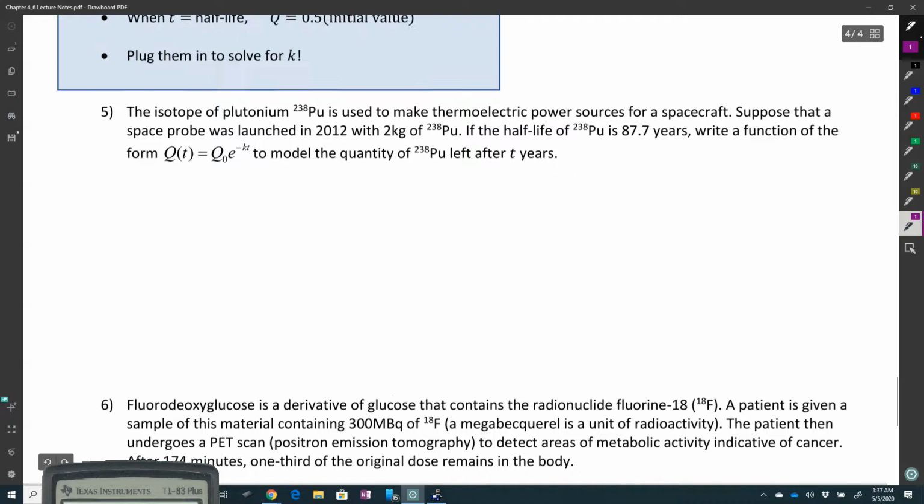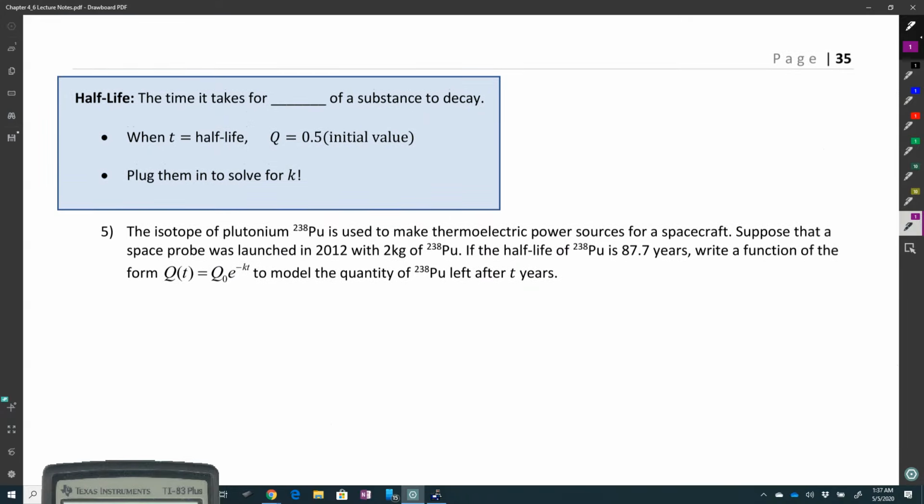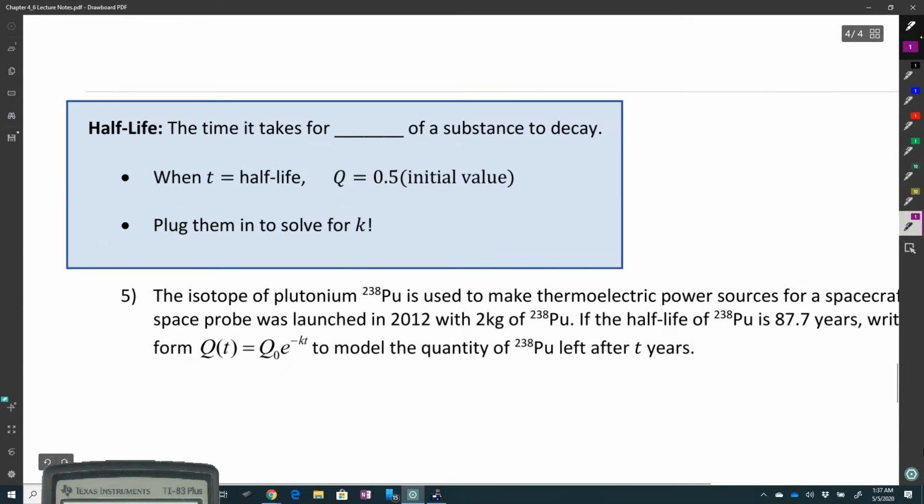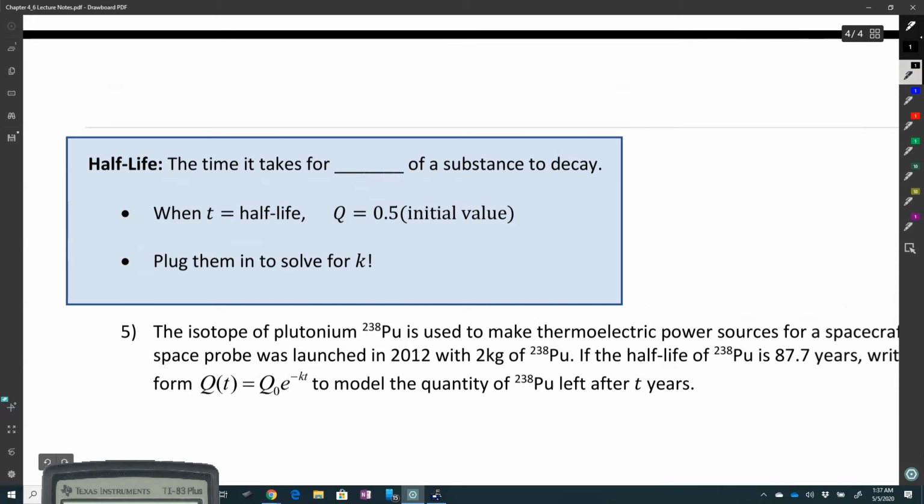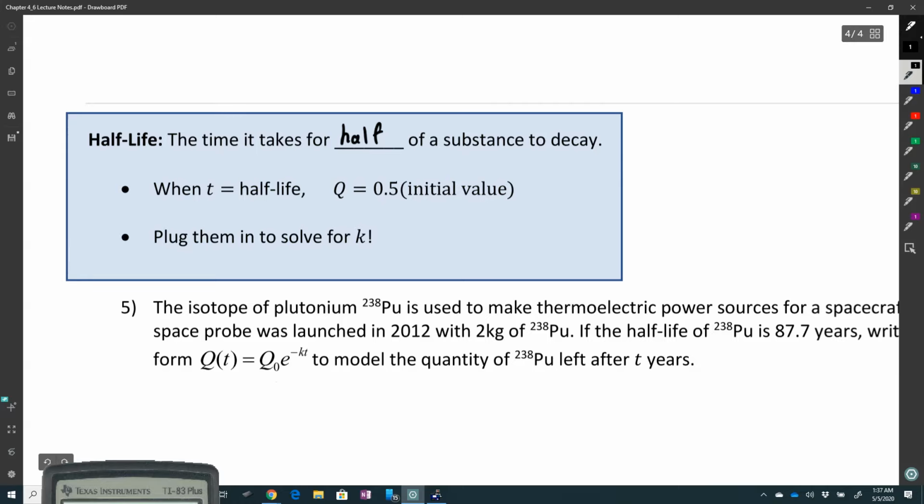All right, last two problems. Half-life. Half-life, fun video game. So half-life is the time it takes for, drumroll, half of a substance to decay. So when t equals the half-life, so the half-life is a time.